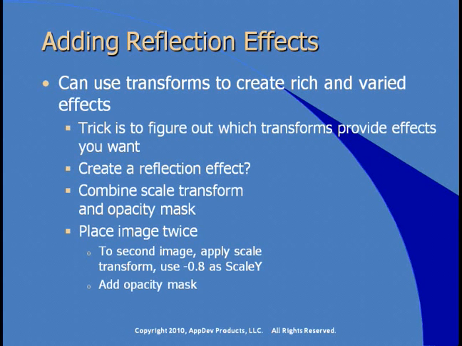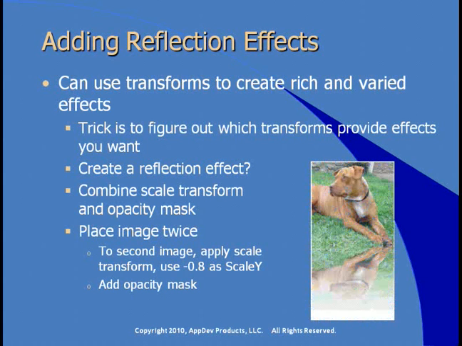Then add an opacity mask. The opacity mask allows it to fade out at the bottom. You can see exactly what's going on here. I took the image of the dog and placed it twice on my application. For the second one, I applied a scale transform. Negative 0.8 flips it over, makes it a little shorter because the reflection is not quite as tall as the original, and I added an opacity mask which causes it to fade to transparent at the bottom of the image. So it looks like it's reflected in some way on a mirror or water or whatever. Let's look at this example for real and see how that works in the application.